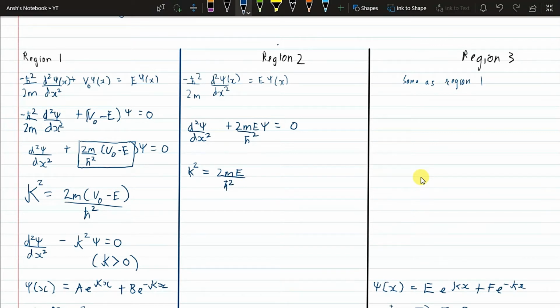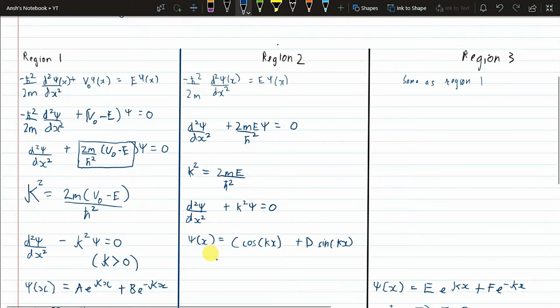But yeah, so k square is equal to 2me over h cut square, and so we are left with d square psi over dx square plus k square psi is equal to 0. And we know that the general solution for this kind of a differential equation is psi of x is equal to C cos kx plus D sine kx. Again, C and capital D are arbitrary constants, and we don't have any sort of boundary condition that will help us to solve for C and D right now, but we'll see how it works later.